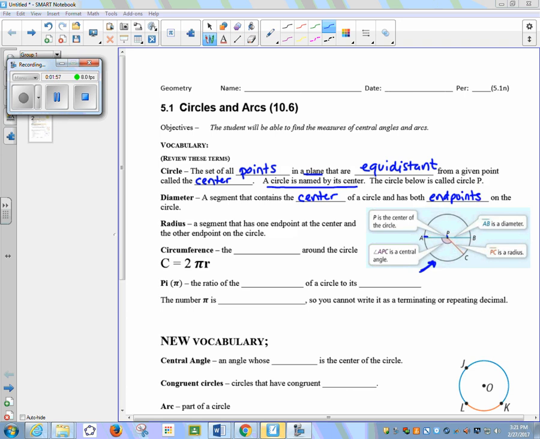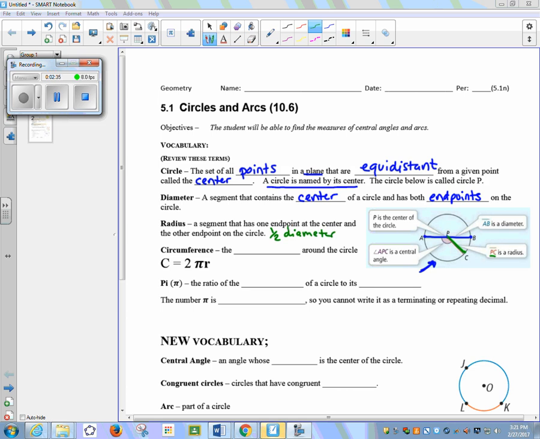So in this diagram, AB would be a diameter because it goes all the way across the circle through the center. The endpoints of the segment are right points on the circle. A radius is a segment that has one endpoint at the center and the other endpoint on the circle. So over here, the radius would be from point P to C. So PC is a radius. It turns out that a radius is half of the diameter. You've probably remember learning all about that before.